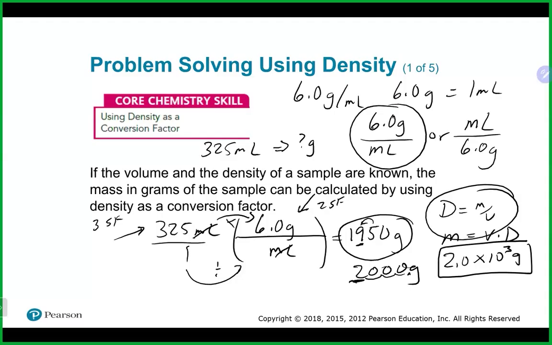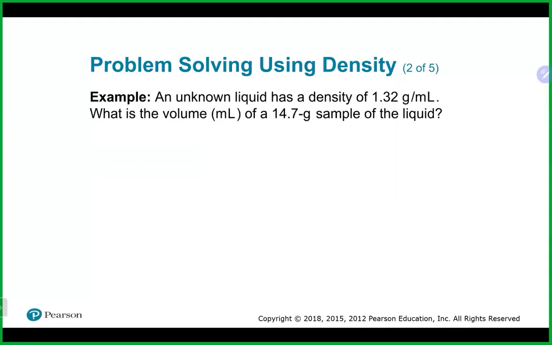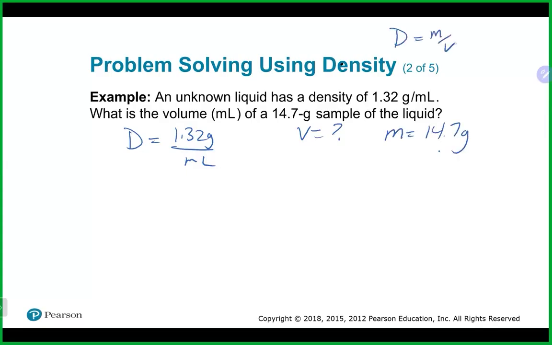Any questions on that there? All right, so why don't you try one here? We are looking for the volume, and we have the mass given to us of 14.7 grams. Once again, you absolutely can just use the density equation. Just check things off. You've got density, you are looking for the volume, and you have mass.